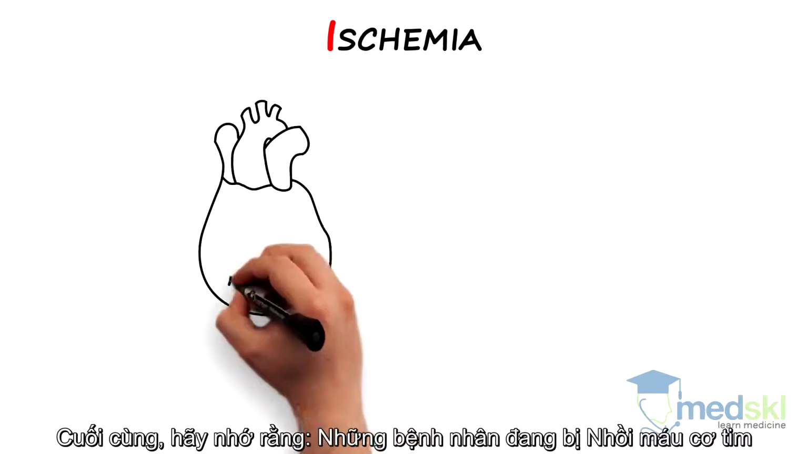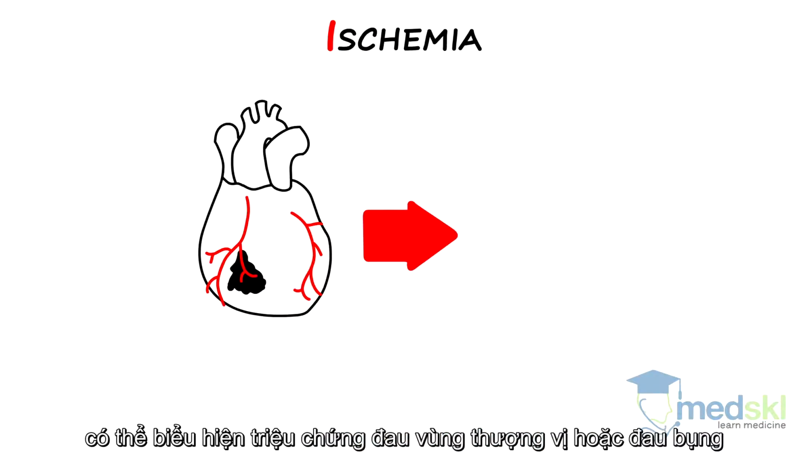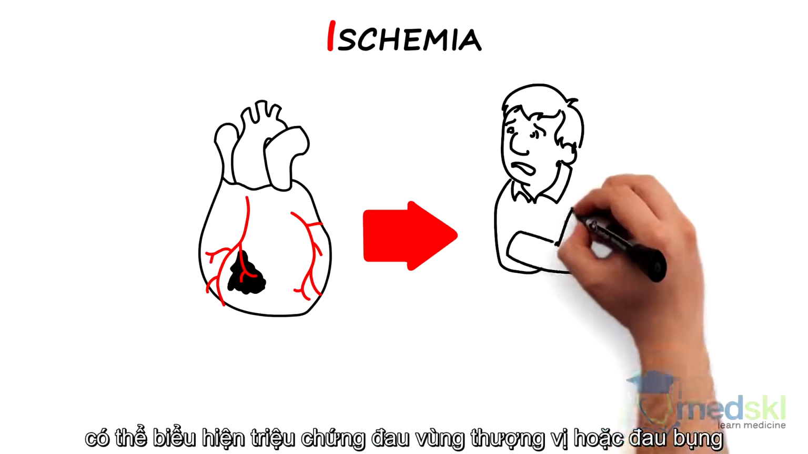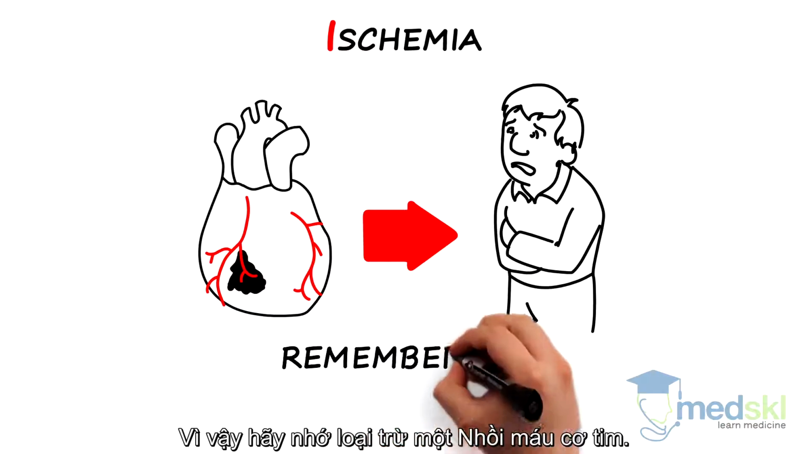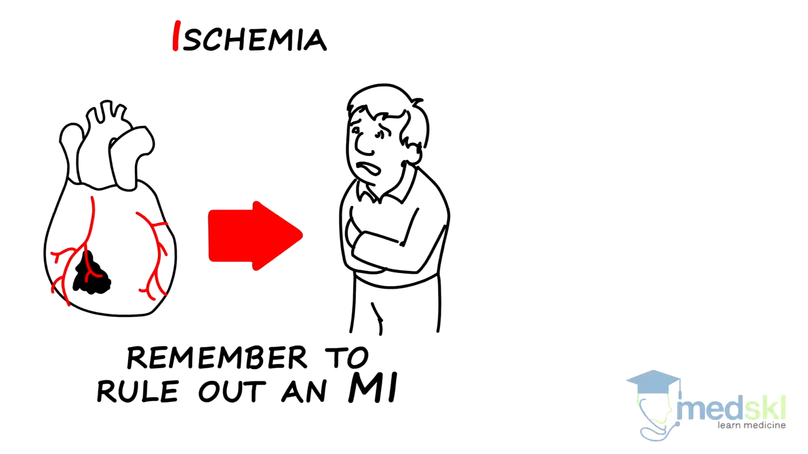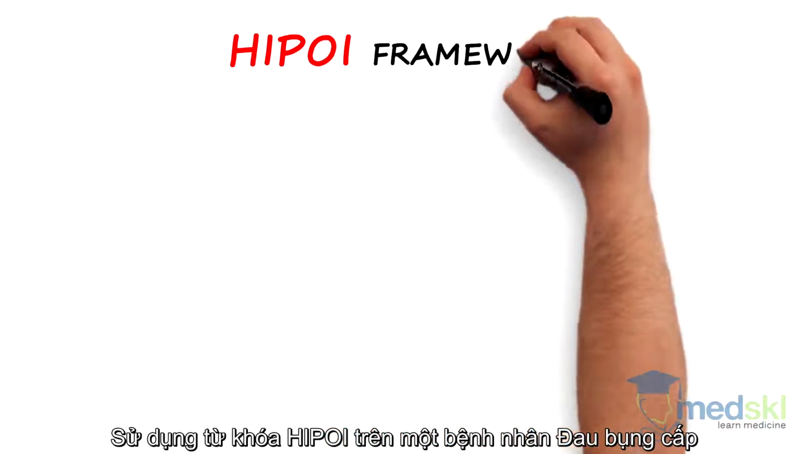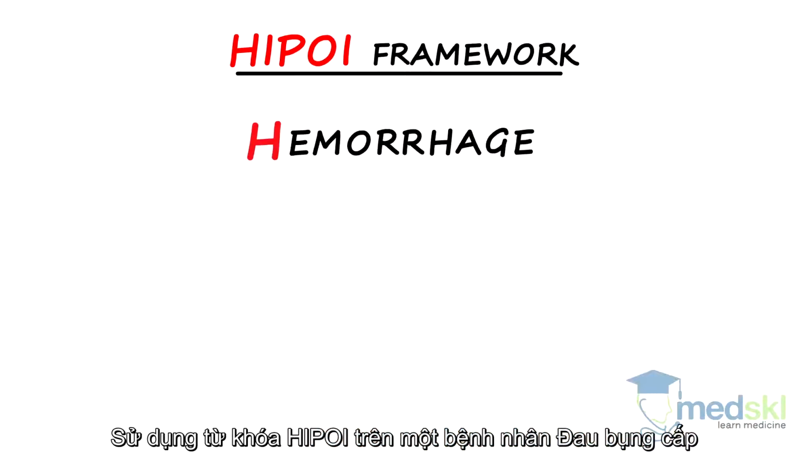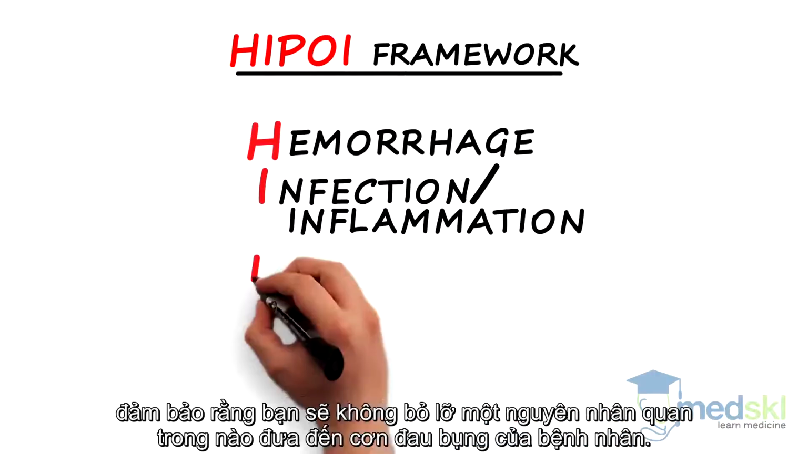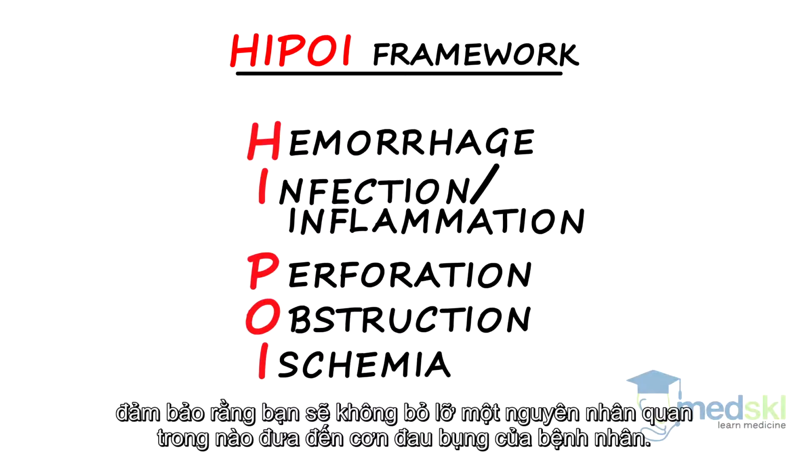Finally, remember that patients who are suffering from a myocardial infarction can present with epigastric or abdominal pain, so remember to consider this and rule it out. Using the HIPOI framework in a patient presenting with acute abdominal pain ensures that you will not miss an important cause of your patient's pain.